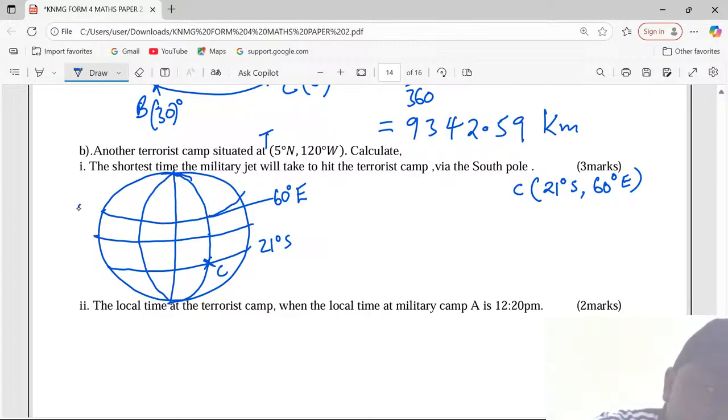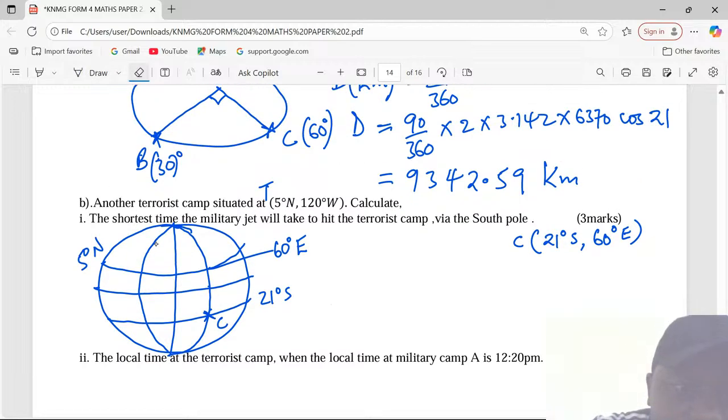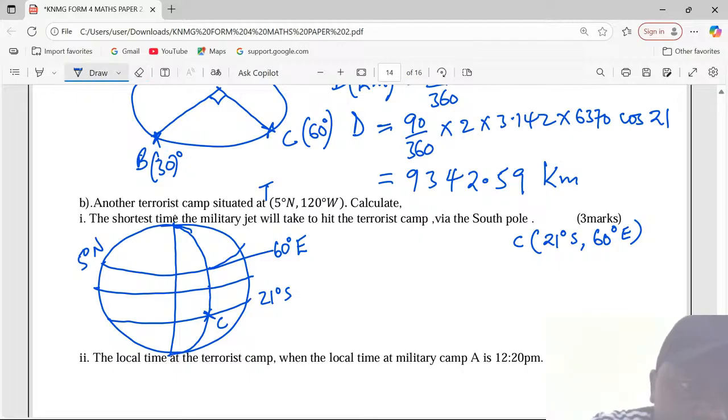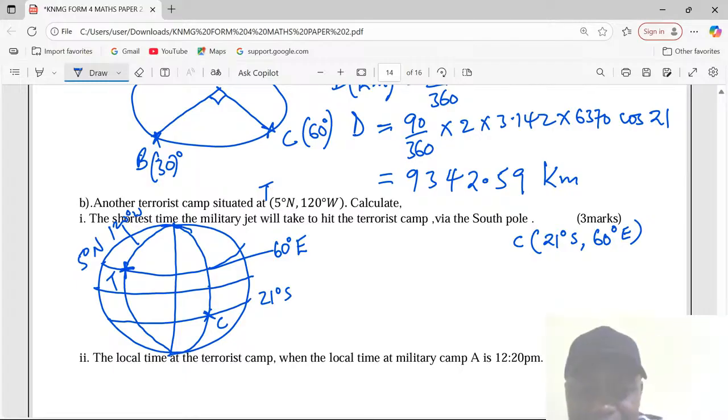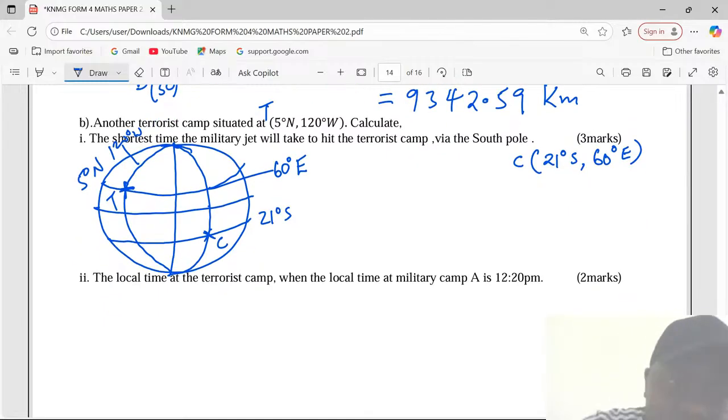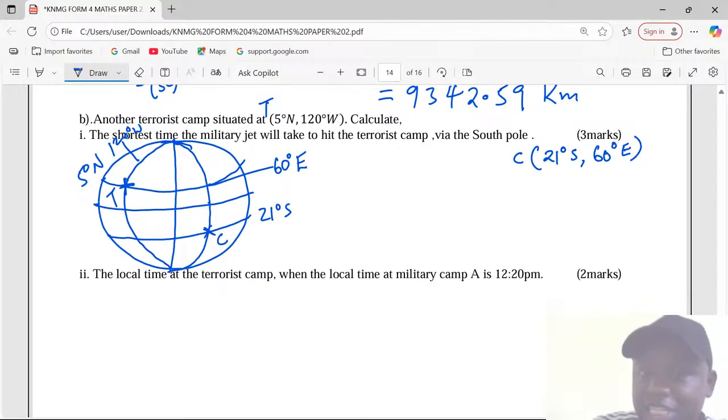This is 5 in the north and 120 in the west. This is where the terrorist is, 120 in the west. You see, 120 in the west and 60 in the east are what we call supplementary longitudes. Therefore, now we have to move in such a manner.